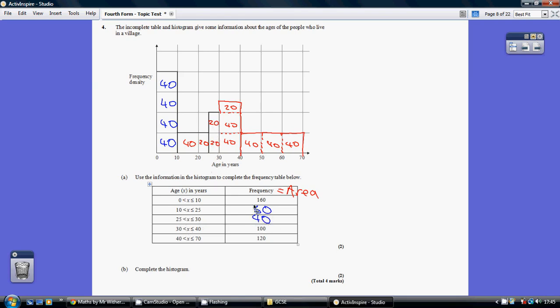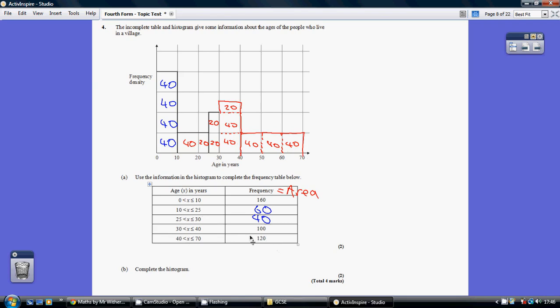And then working the other way, between 30 and 40, we need to represent 100 people. Well, 40 people per square, so that's 2.5 squares. So 40, and half a square, so that bar there is my bar for between 30 and 40, going up 2.5 squares. And then finally, my final bar spreads from 40 to 70.